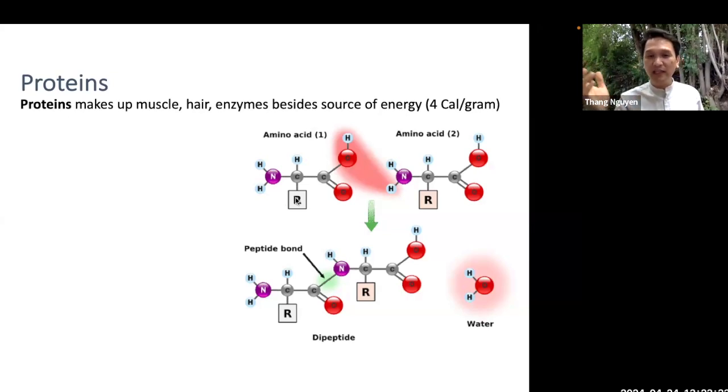R could be anything that branches out. When the nitrogen side, the amine side, connects to the carboxylic side of an amino acid, we get what is known as a peptide, and that is known as a peptide bond. And if you link them all more and more and more, you get essentially a protein.